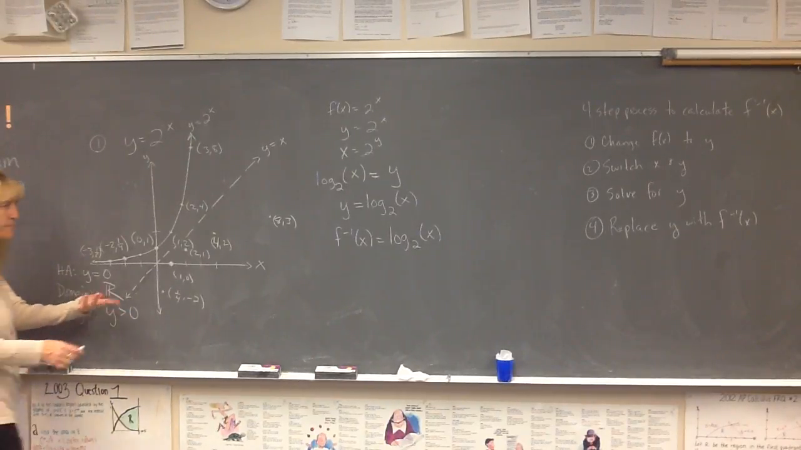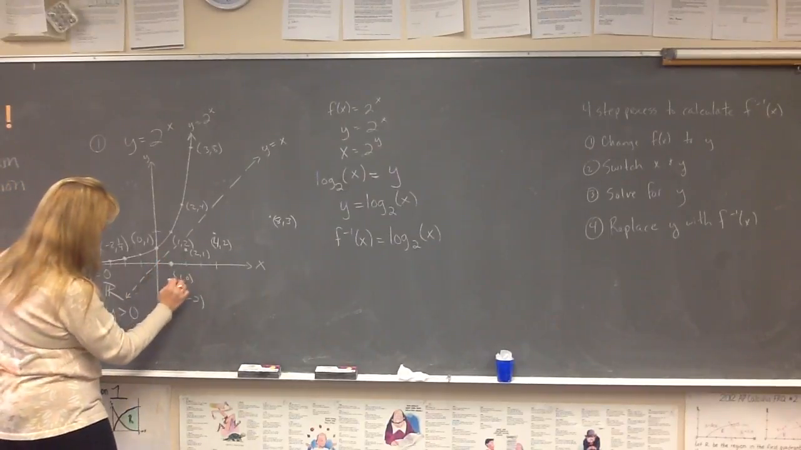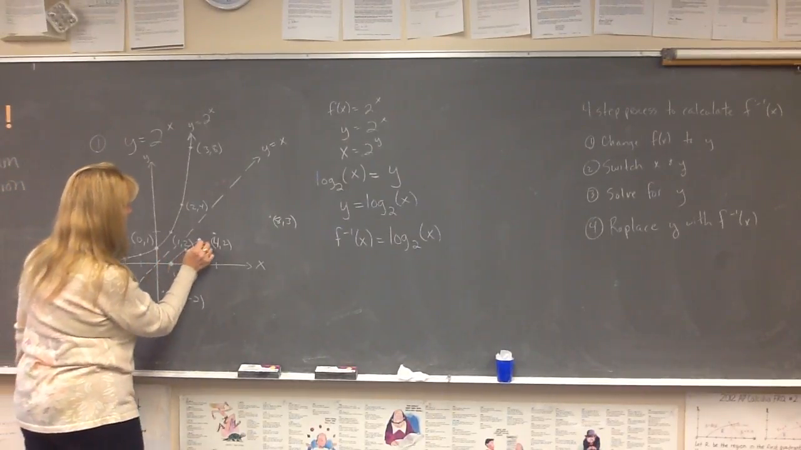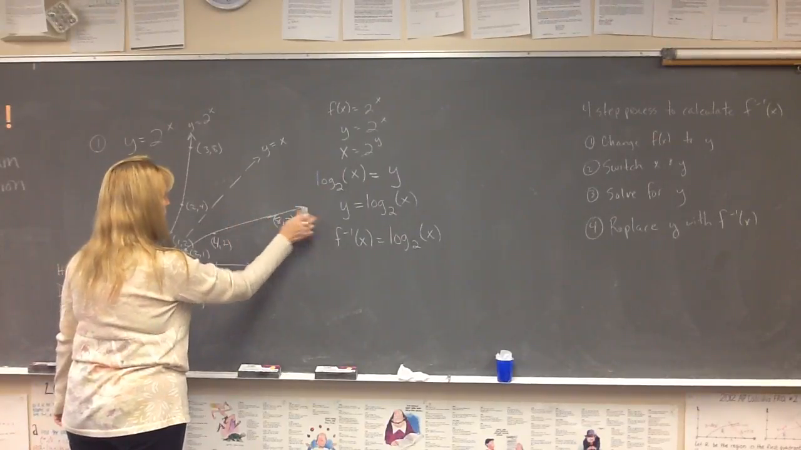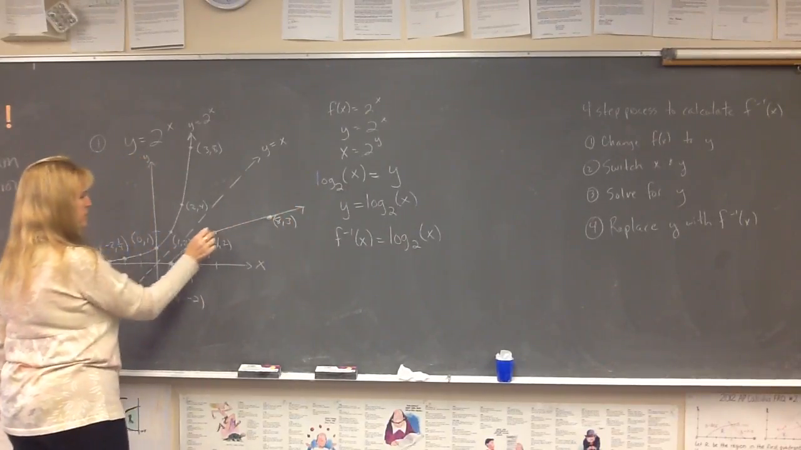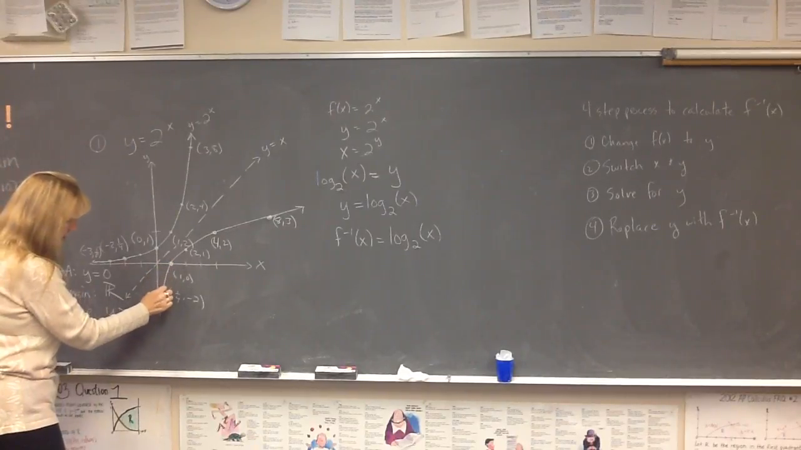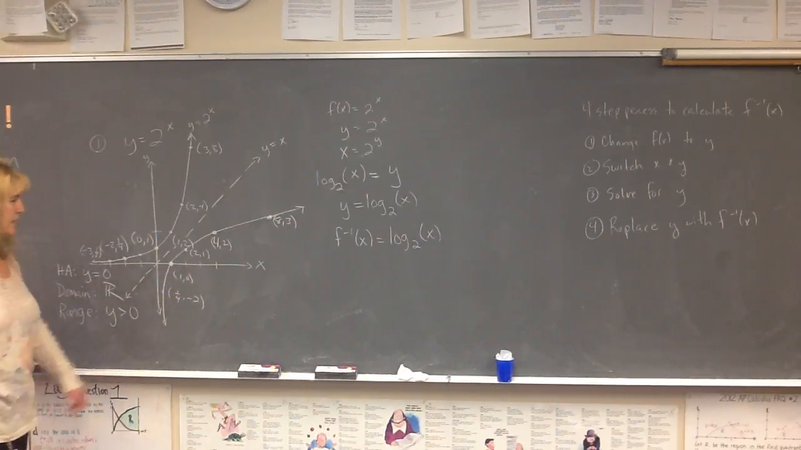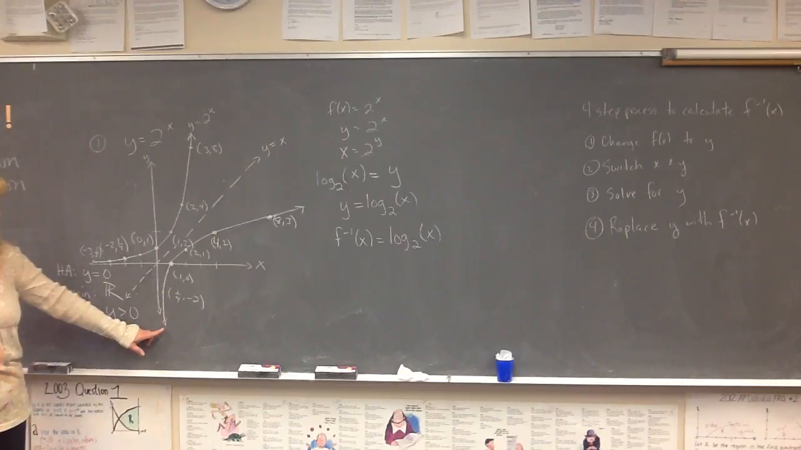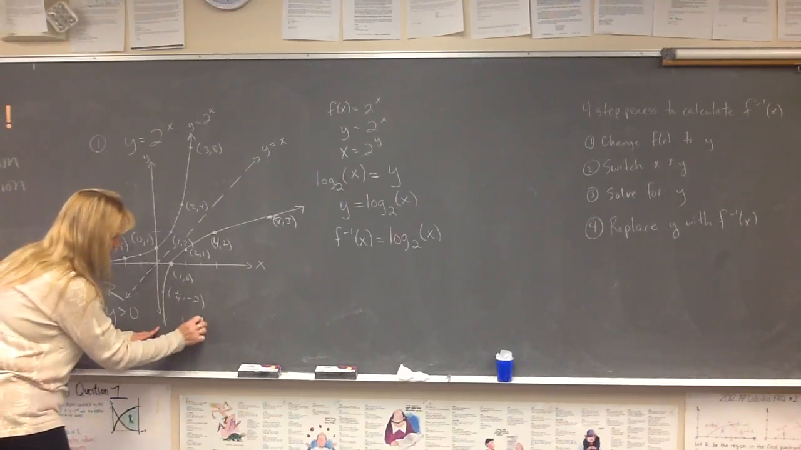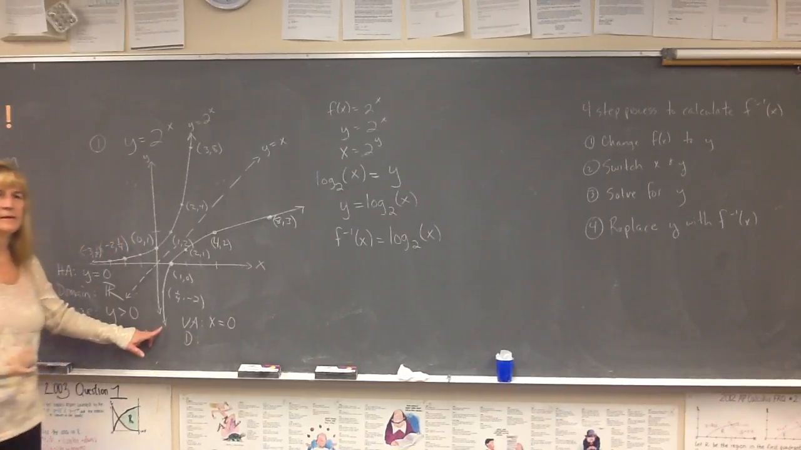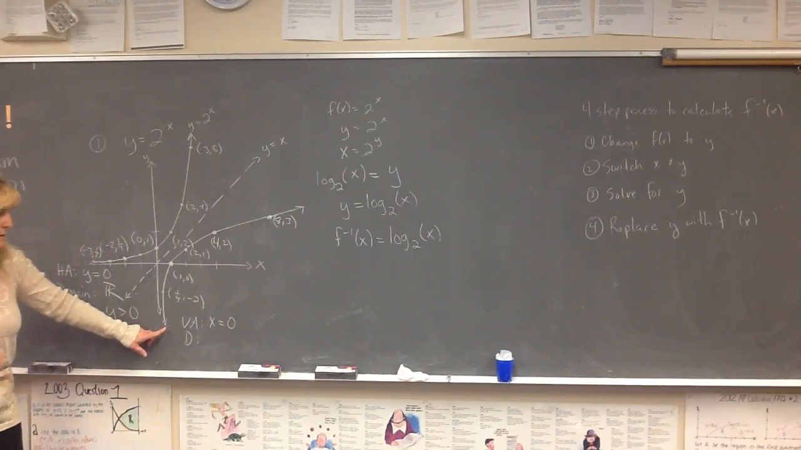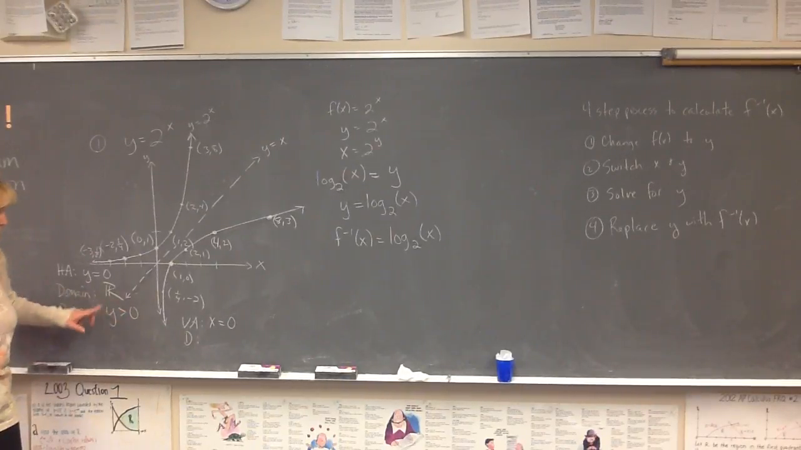Okay, so this is going to hopefully look nice. Just make your dots a little bigger. The idea is there, that's what we're trying to get across. So now we have a vertical asymptote of x equals 0. I have a domain of what? X is greater than 0.